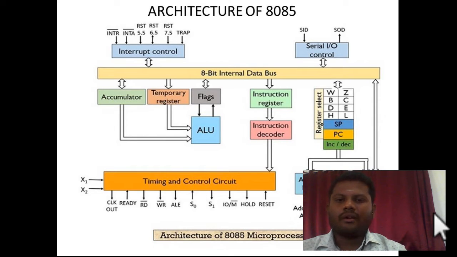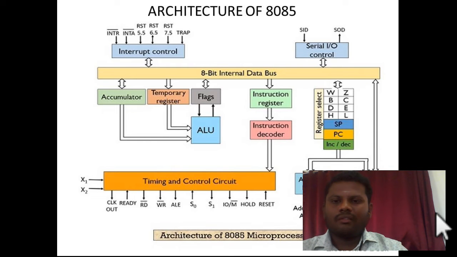In that architecture we have the registers, accumulator, temporary register, flag, ALU, control unit and timing unit, as shown in the diagram in the slides. It is the real-time architecture of the 8085. We have also seen that it has an internal data bus, the ALU, and the timing and control unit. All of these have important and unique features.